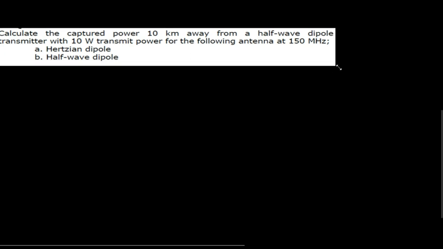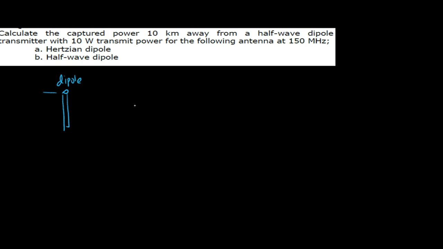Okay, so let's calculate the captured power 10 kilometers away from a half-wave dipole transmitter with 10 watts of transmitted power for the following antenna at 150 MHz. Letter A, Hertzian dipole. Letter B, half-wave dipole. So, mas maganda is i-drawing natin yung scenario. Tinatanong is yung captured power 10 kilometers away from a half-wave dipole. Ito yung ating dipole antenna. Okay? So, 10 kilometers away.